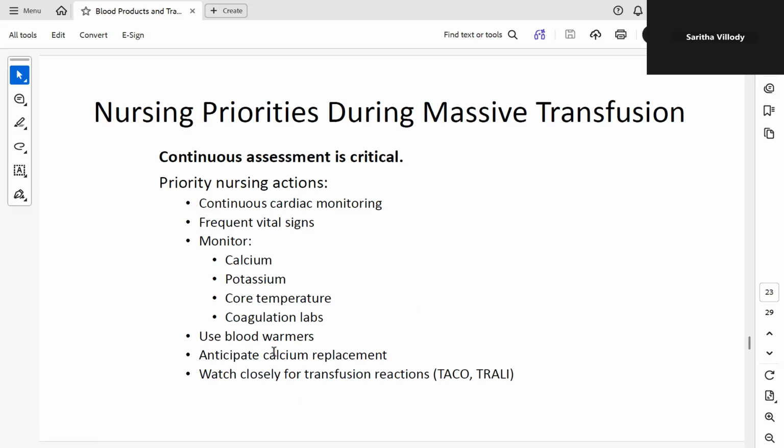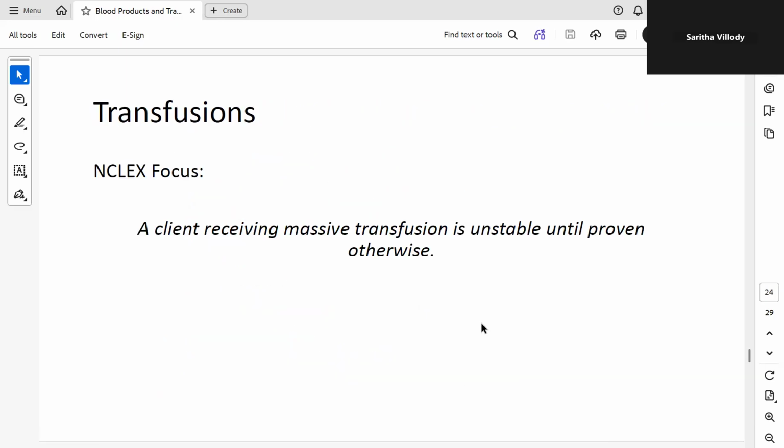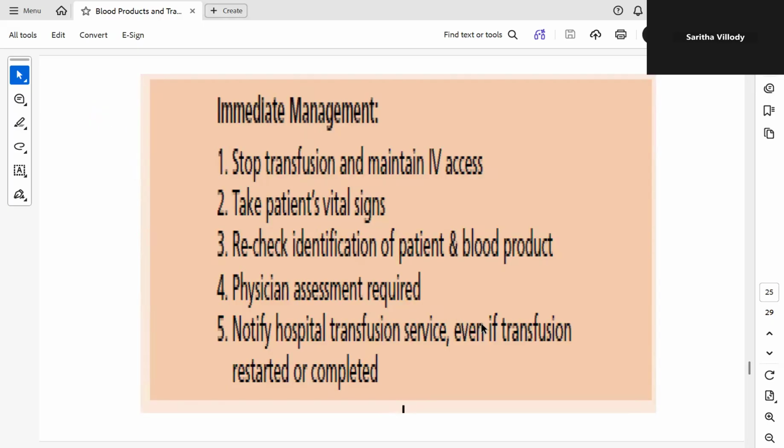Learn that. Priority nursing action, cardiac monitoring, because hyperkalemia, hypocalcemia can definitely cause cardiac arrhythmias. Monitor calcium, potassium, core temperature, and coagulation labs when we're giving it. Use blood warmers, as I said before. Watch them closely for TACO and TRALI. And it's not a typo, because one of the exams I was administering in person, a gentleman asked me, Miss, did you make a mistake in the question? And I was like, you haven't read any of my PowerPoints.